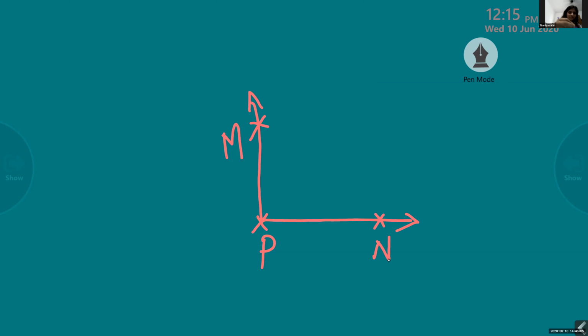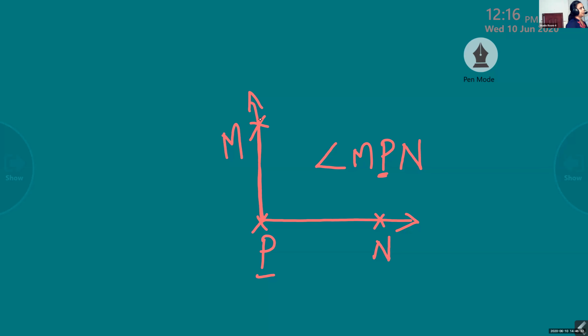So if I am writing here M and here it's N, this is how we will write the angle. We will write angle M P N, and the vertex will be in the middle. Understood? Yes. M P N. And the letter in the middle, that is the vertex.